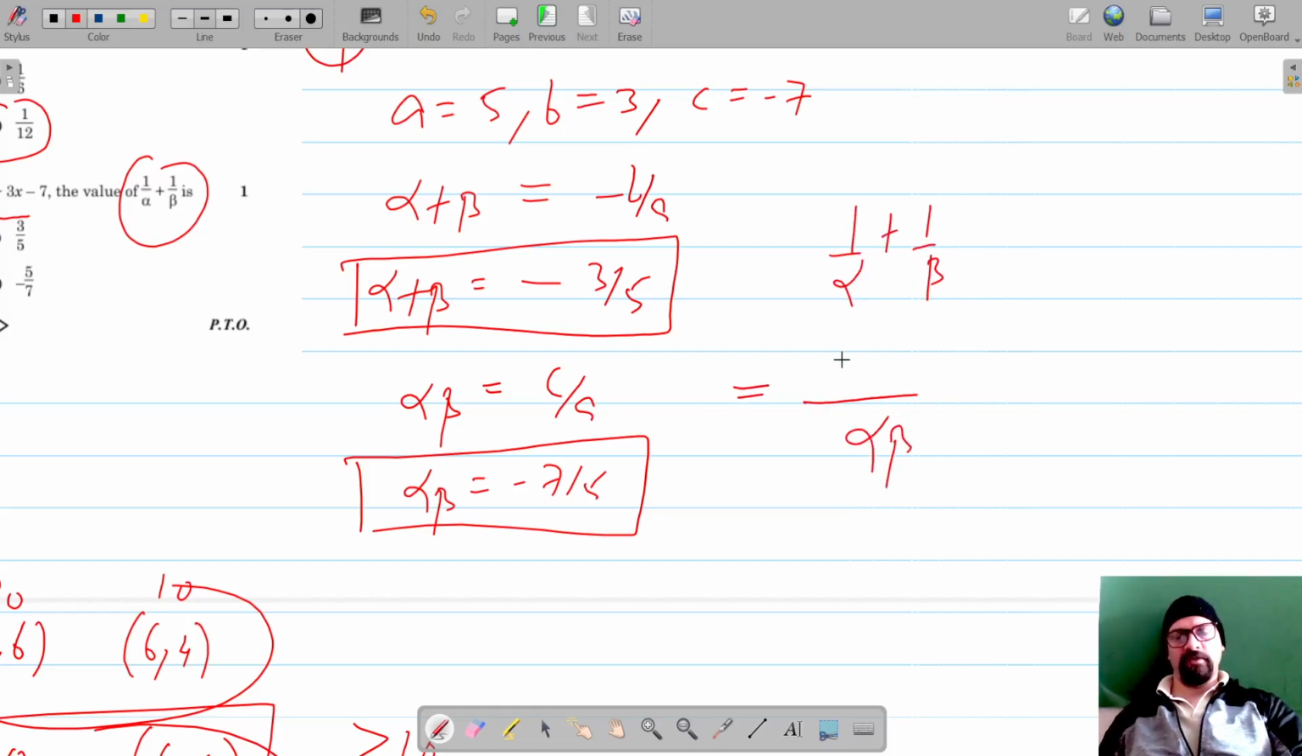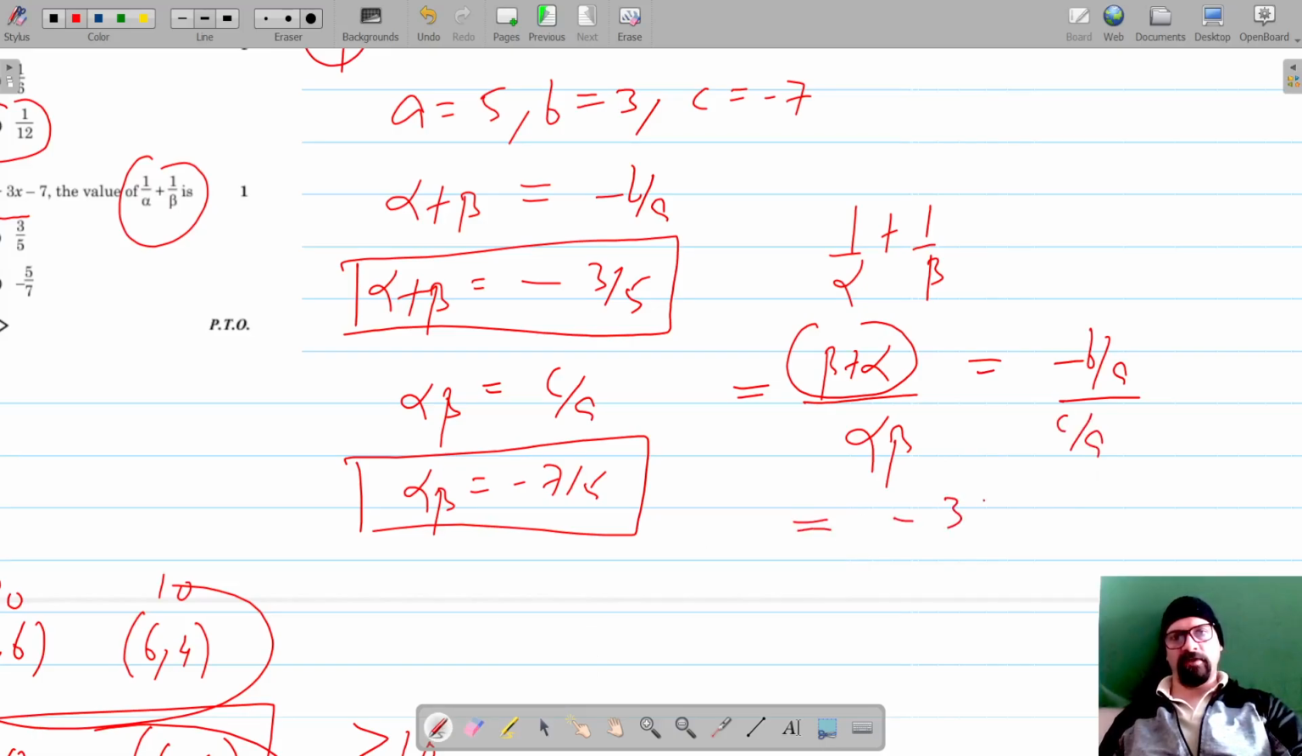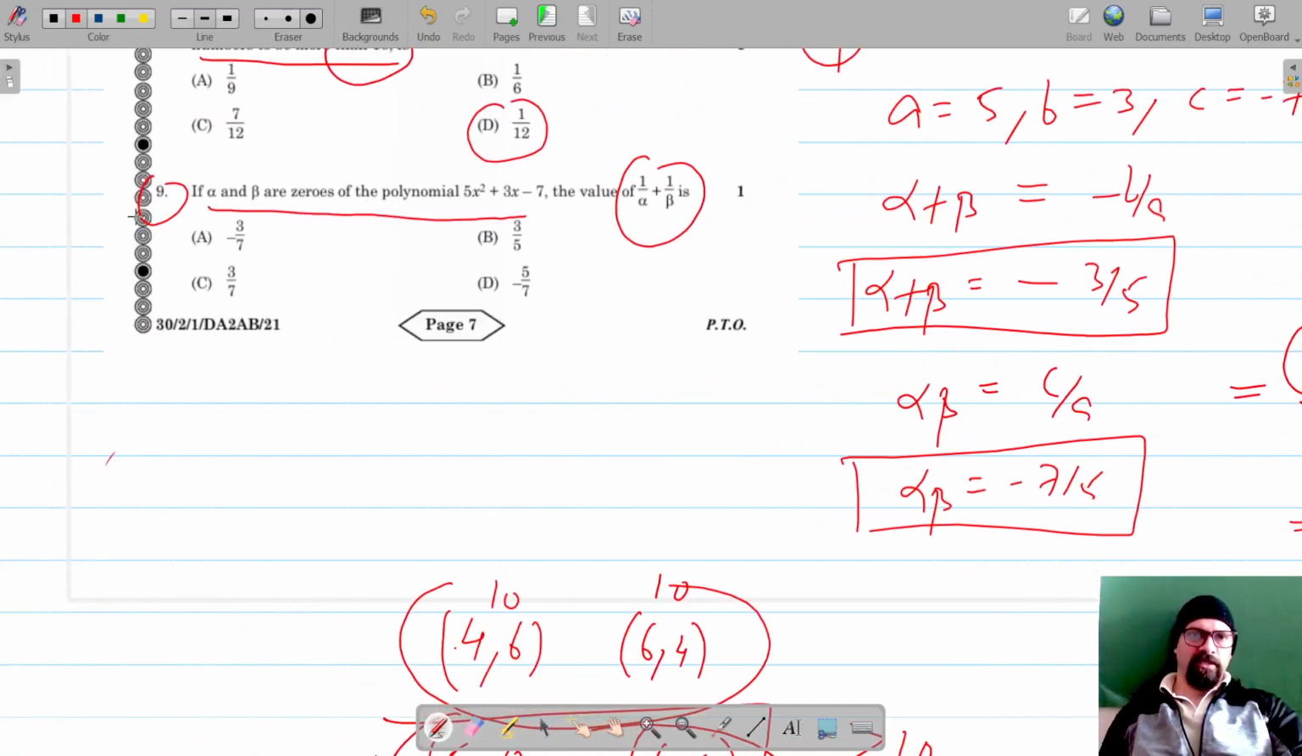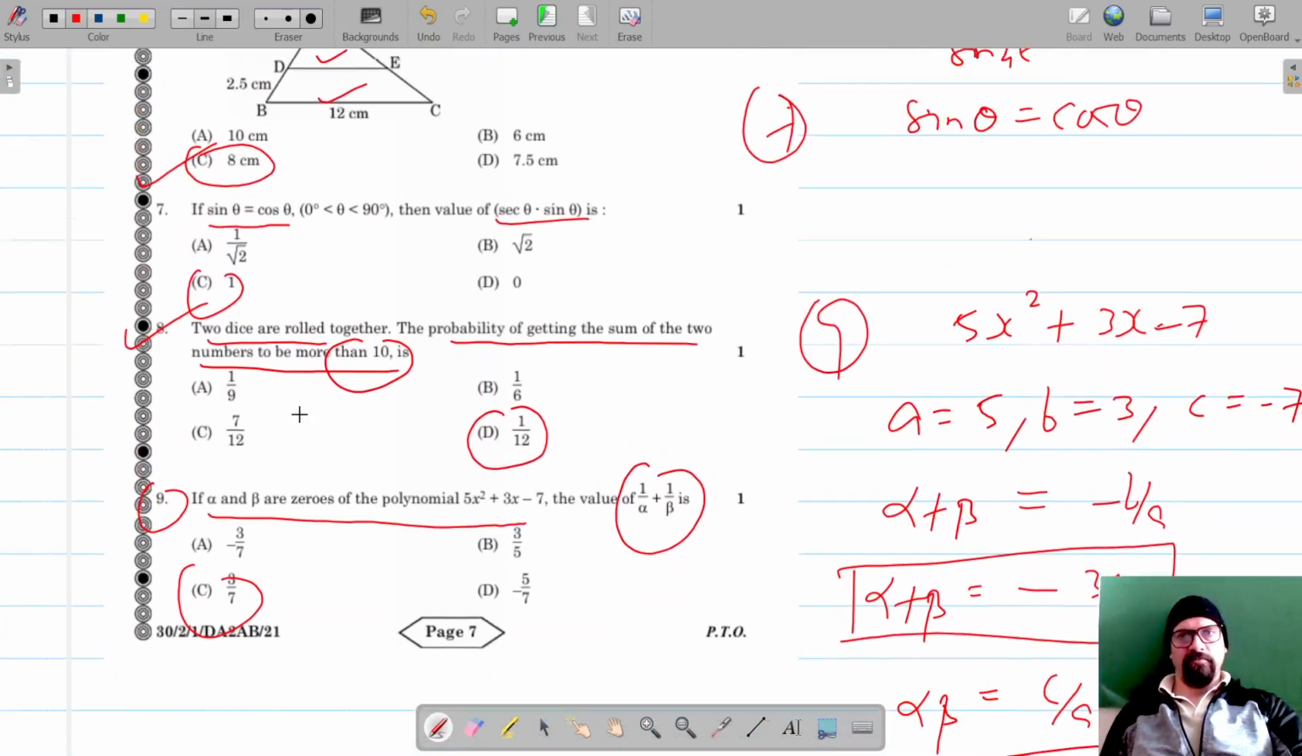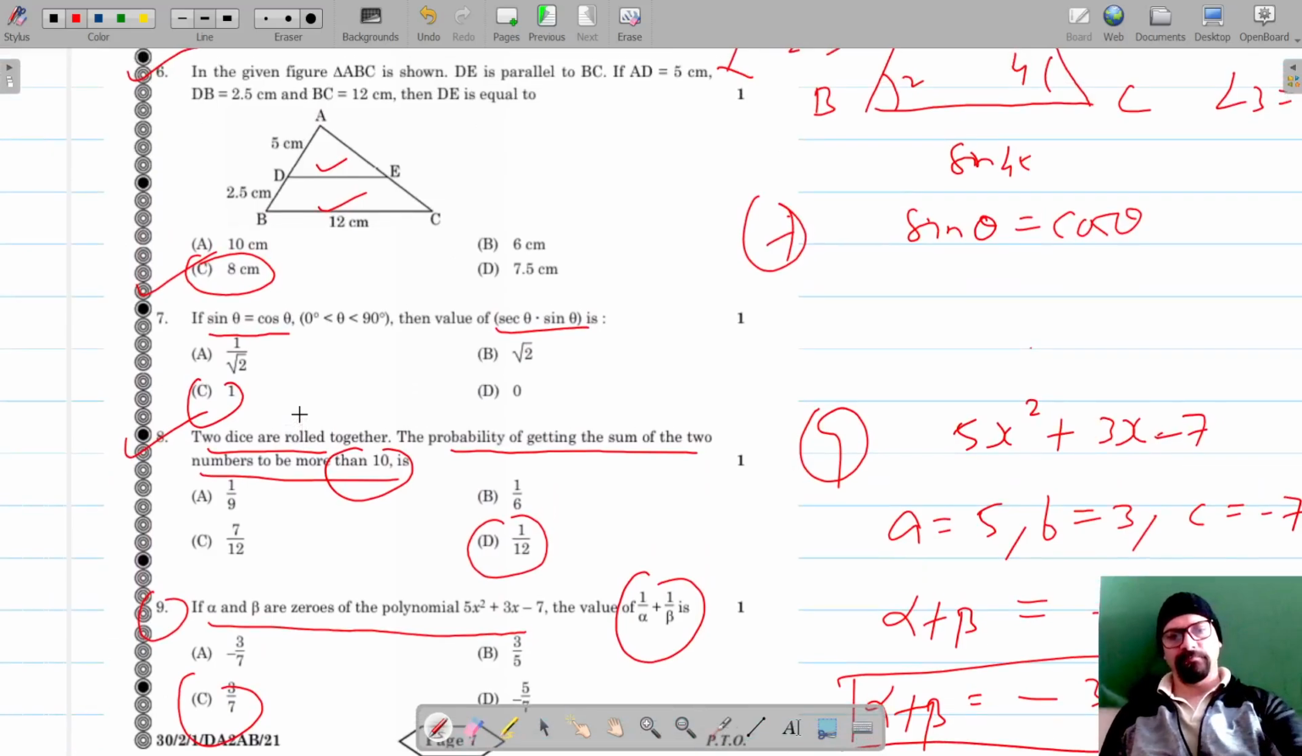If we take the LCM, 1 by alpha plus 1 by beta is beta plus alpha by alpha beta. Beta plus alpha is minus b by a, and alpha beta is c by a. So let's replace the values: minus 3 by 5 divided by minus 7 by 5 gives us 3 by 7. So 3 by 7 means C is the correct option. Let's move on to question number 10.